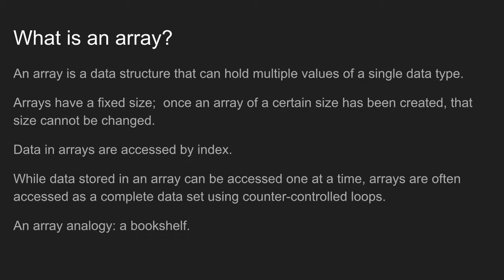Arrays have a fixed size. So once you create one of these array data structures of a certain size, that size cannot be modified. You can't add additional elements or subtract elements from the array. Data in arrays are accessed by index, and we'll talk about that in a moment. While data can be accessed one at a time, often when you use arrays, you want to access all the values in an array, or a big chunk or subset of the values in an array. So arrays and counter-controlled loops go hand in hand very frequently.